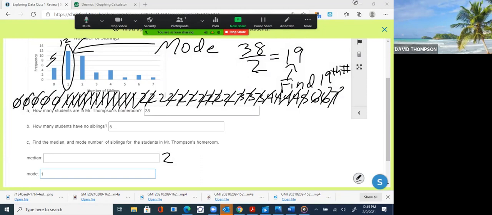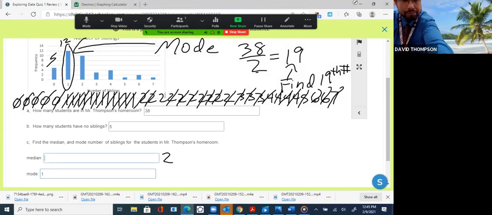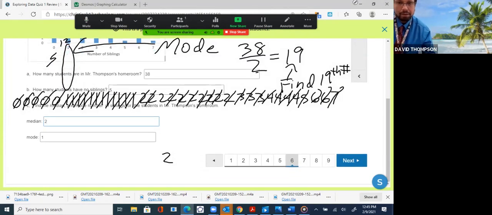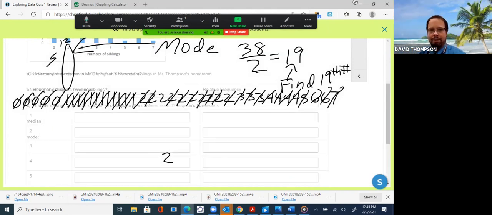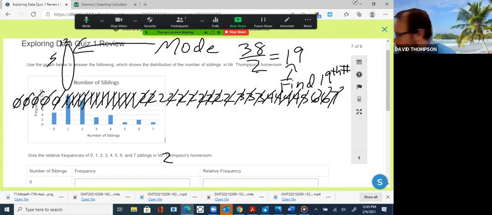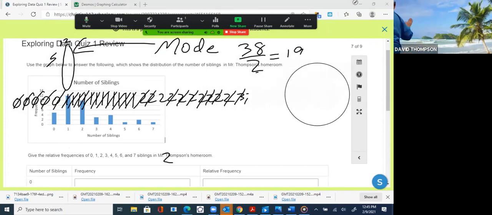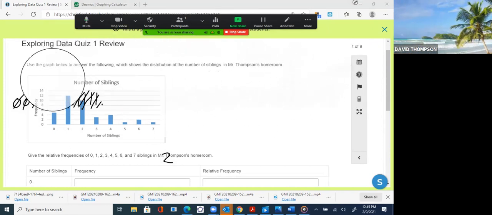So our middle number should be 2. So that gives us our median. Okay, next, we need to fill in our table. So let's erase all this extra stuff we don't need any longer.